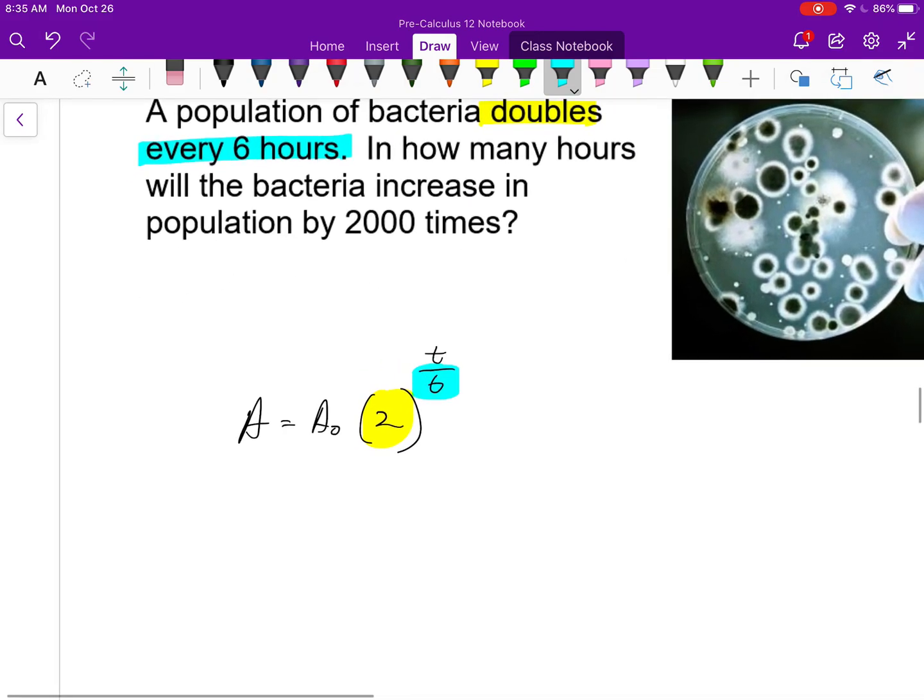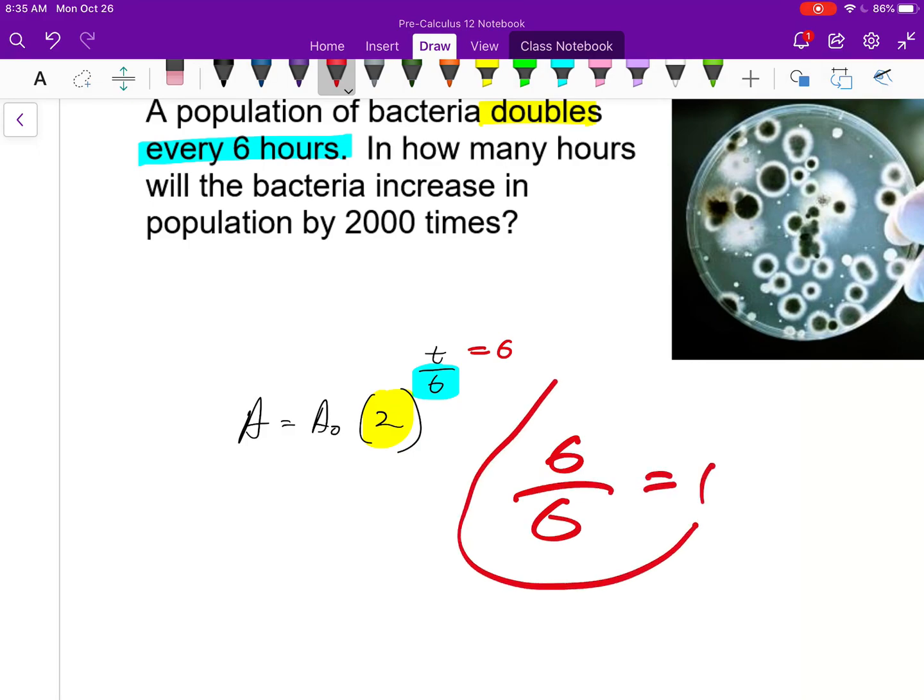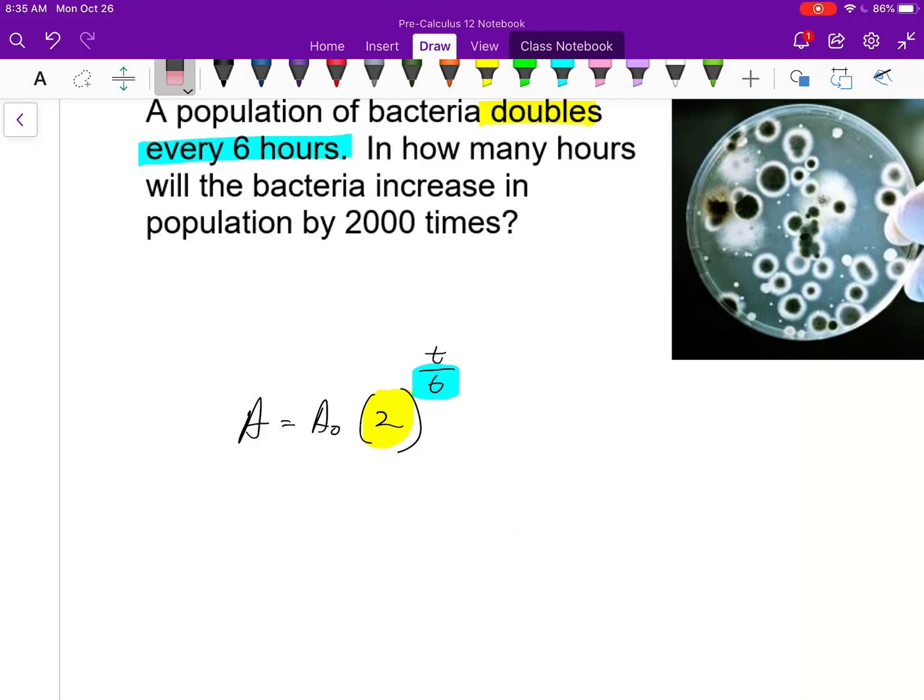And notice when t equals 6, we know it's going to double once because it takes 6 hours to double once. And notice 6 divided by 6 is 1. And so you have an exponent of 1 right here. And so your initial amount gets multiplied by 2 once in 6 hours, which is exactly what we know should happen. And so if it doubled every 10 hours, it'd be t over 10. If it doubled every 2 hours, it'd be t over 2. And if it doubled every hour, it would just be 2 to the power of t.